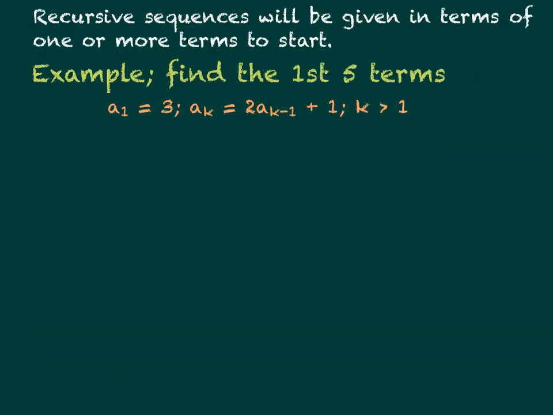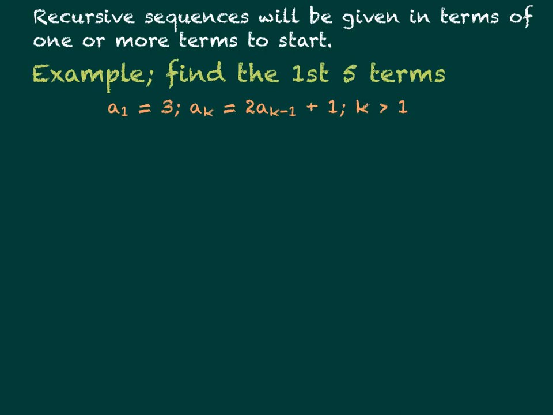Recursive sequences are a little bit different. They will be given terms of one or more terms to begin with. So there's going to be multiple things to look at, but it will kind of help you start your sequence. So in this case, we have a sub 1 equals 3 and a sub k equals 2 a sub k minus 1 plus 1, and that's for any k that's bigger than 1, so 2, 3, 4, and so on.